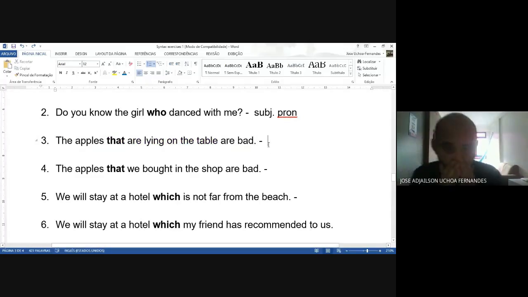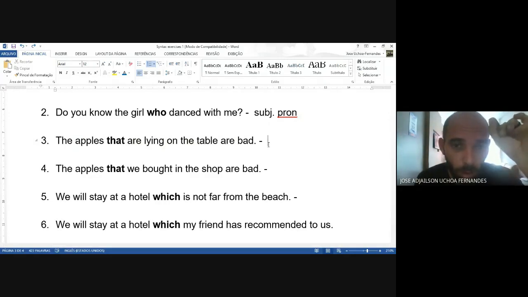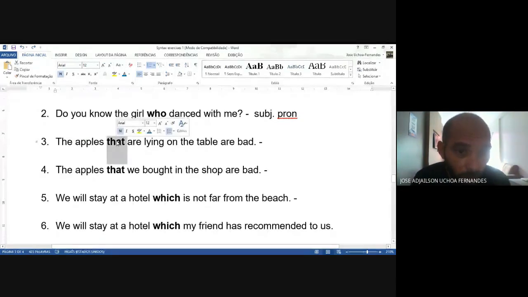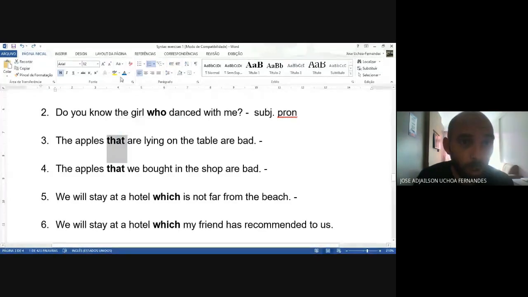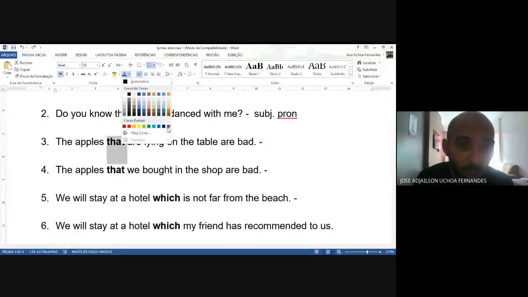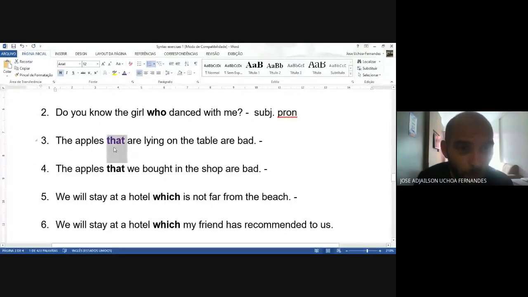The original sentence is: The apples that are lying on the table are bad. My focus is to discover the reference for the pronoun "that." So this is my intention here. That. What does this "that" refer to?